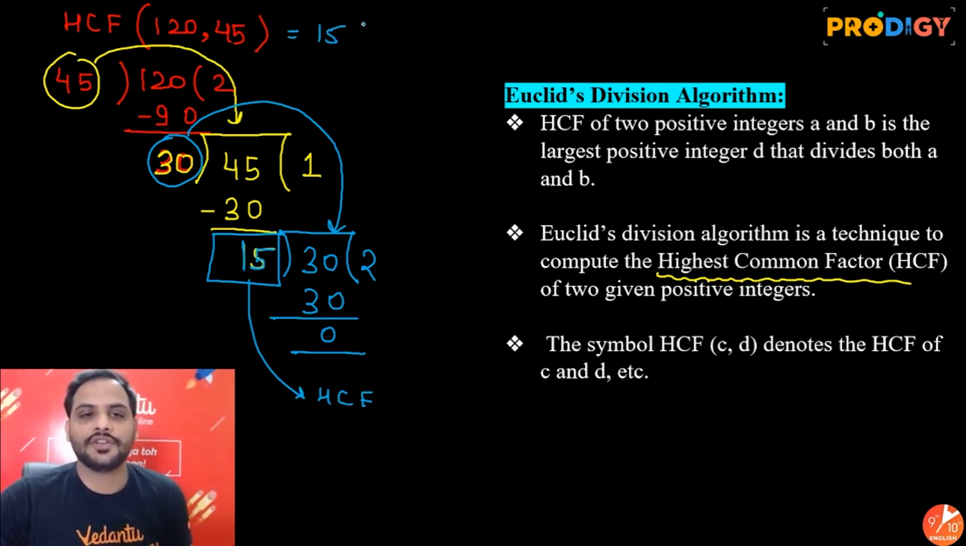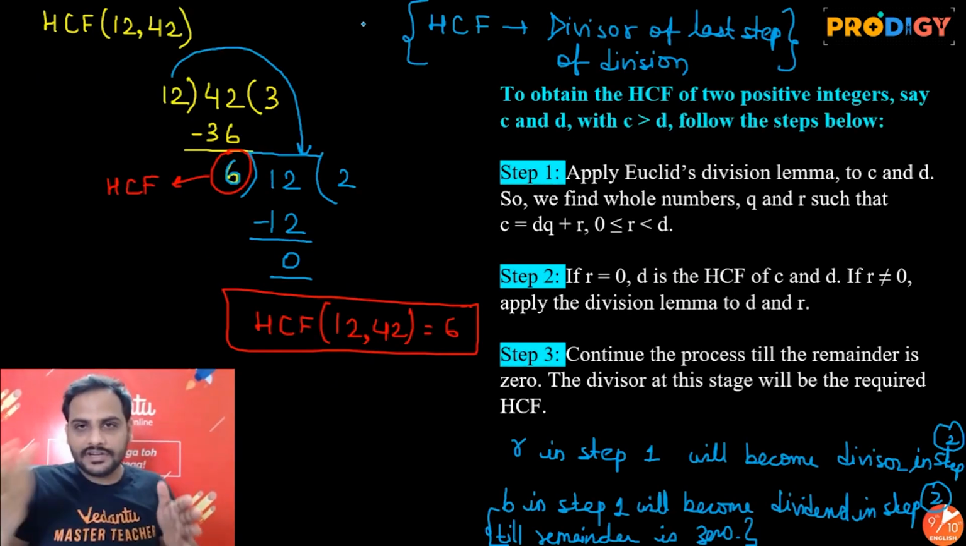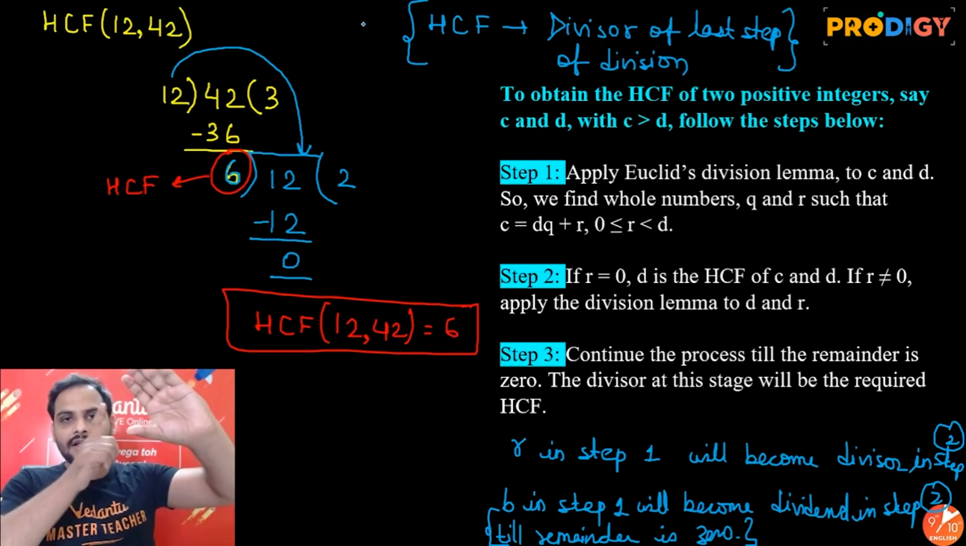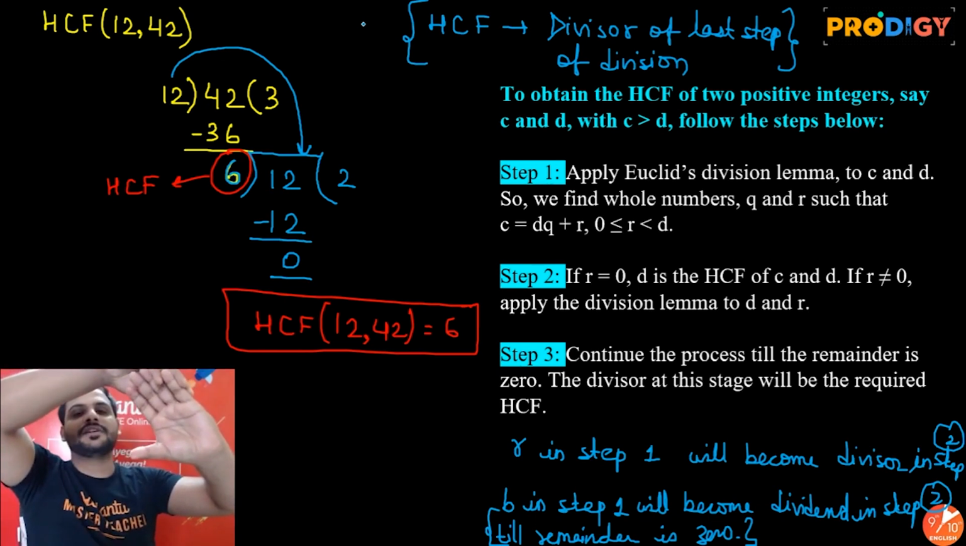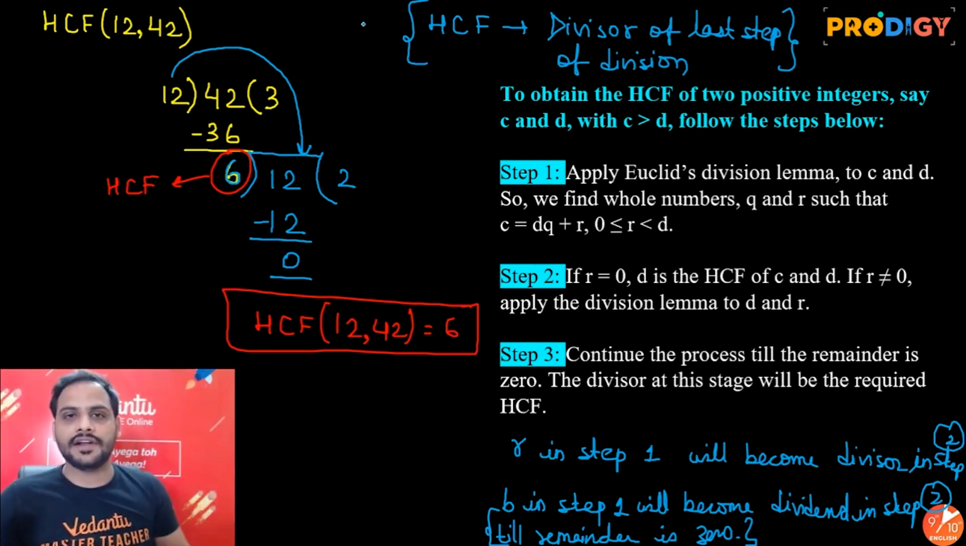So this is your Euclid's division algorithm. Understand? Keep doing the division until the remainder is 0, and once the division is done, the remainder becomes the divisor and the divisor of the previous step will become the dividend.